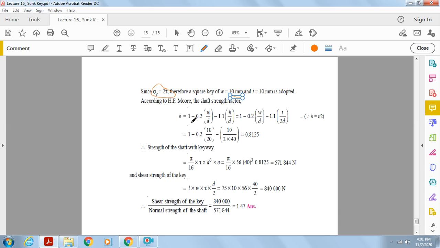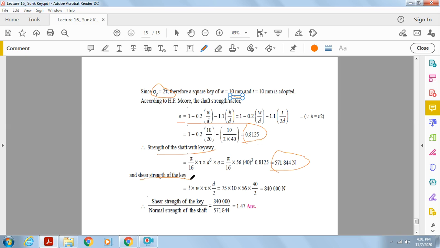So as per H.F. Murray, the shaft strength factor will be from that formula equal to 1.02, 1 minus 0.2 W by D minus 1.1 H by D. Putting all those data, finally we get E equal to 0.8125. So the strength of the shaft with the keyway will be reduced, multiplied by 0.8125. So it is coming 571844 Newton.